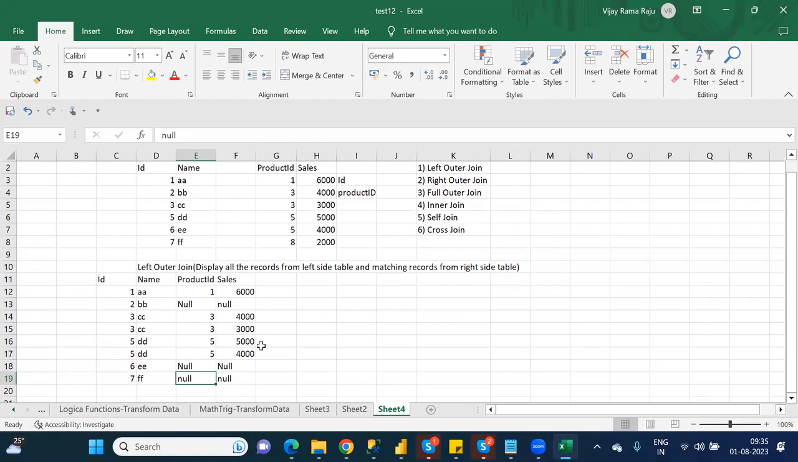Understand clearly. Vijay, what about this 8 record? 8 record, we didn't consider it because based on left outer join, how will it be? Same like that only we need to generate an output. Understand or not?